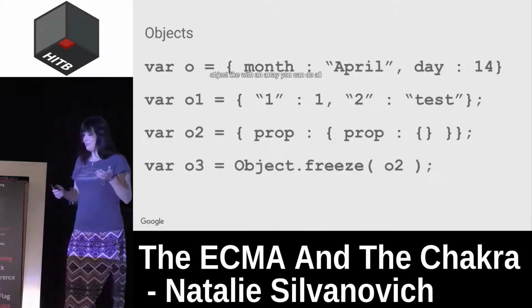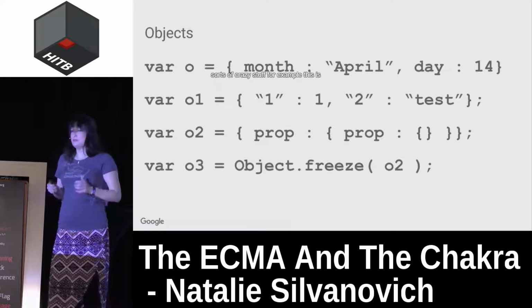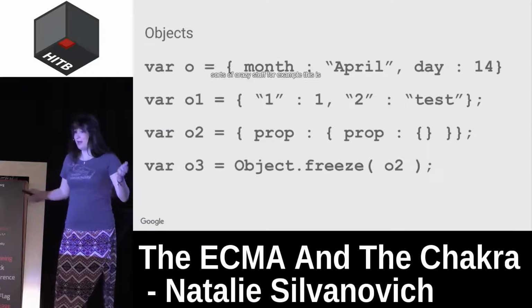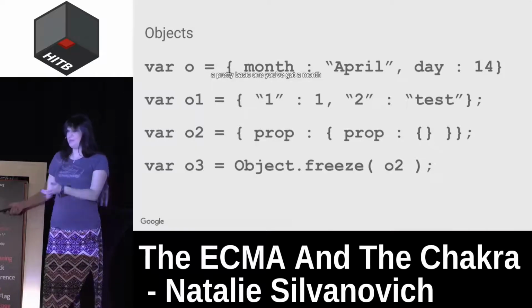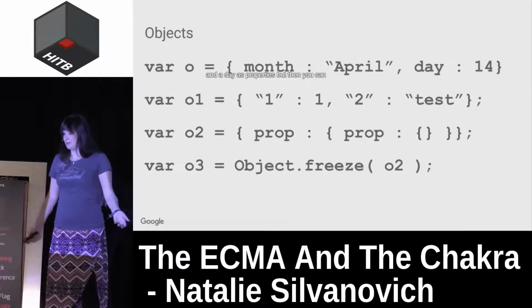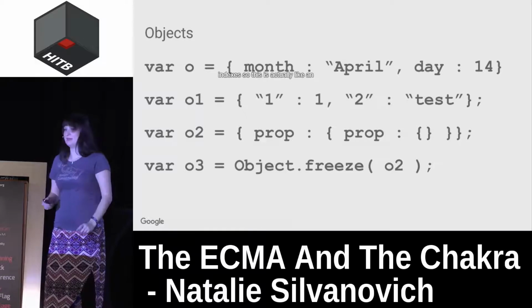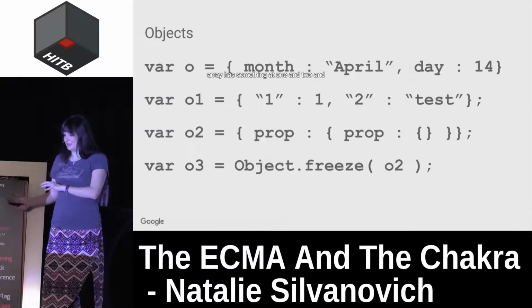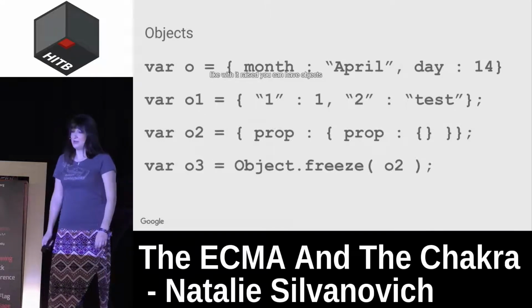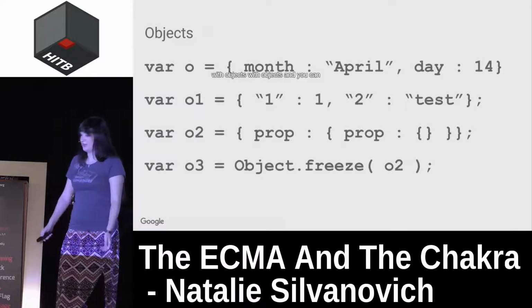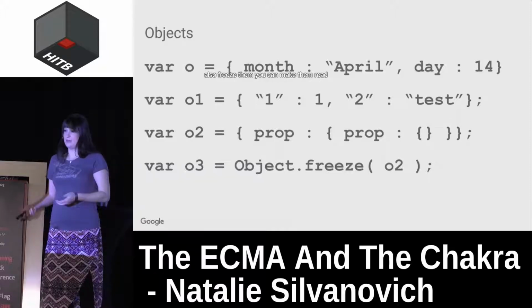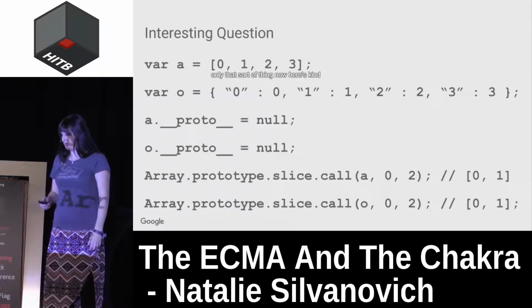And notice with an object, like with an array, you can do all sorts of crazy stuff. For example, this is a pretty basic one. You've got a month and a day as properties. But then you can make the properties of the object indexes. So this is actually like an array. It has something at 1 and 2. And like with arrays, you can have objects with objects with objects, and you can also freeze them. You can make them read-only, that sort of thing.